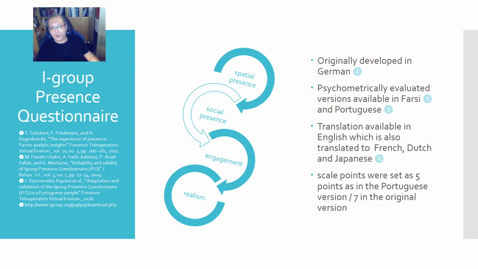The IPQ was developed originally in German language, translated to Persian and Portuguese languages, and these versions are psychometrically evaluated. The English translation, which is provided by the creators of iGroup Presence Questionnaire, is used to translate the questionnaire into French, Dutch, and Japanese also, but neither English nor the French, Dutch, and Japanese versions have psychometric evaluation.